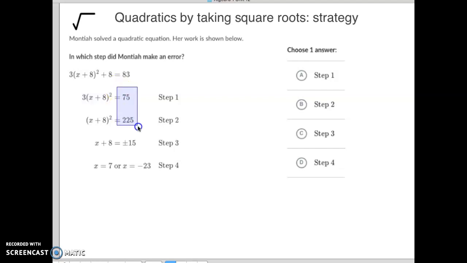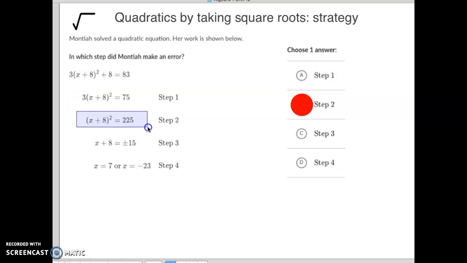75 divided by 3 would be 25. Oh, wait, that says 225. So it looks like they multiplied by mistake instead of dividing by that. So we know that step 2 right here, they should have divided by 3 instead of multiplied, so that's our error. So we're going to mark that, but I want to continue on and just kind of show you the different steps here because some of these are a little bit newer for you.